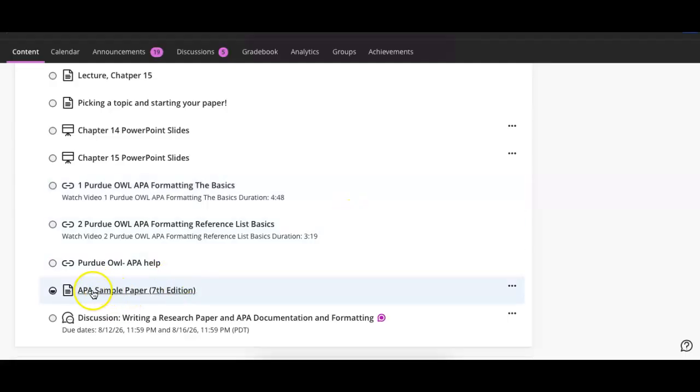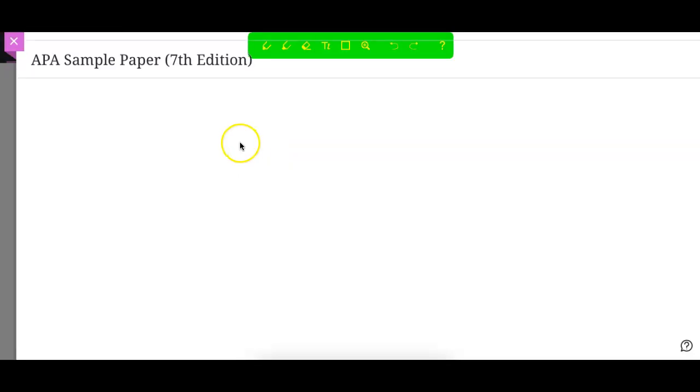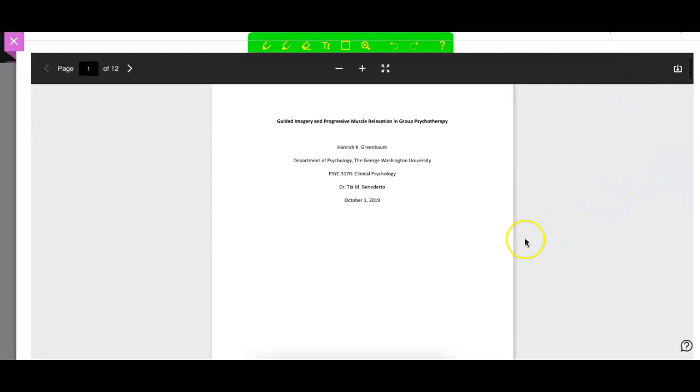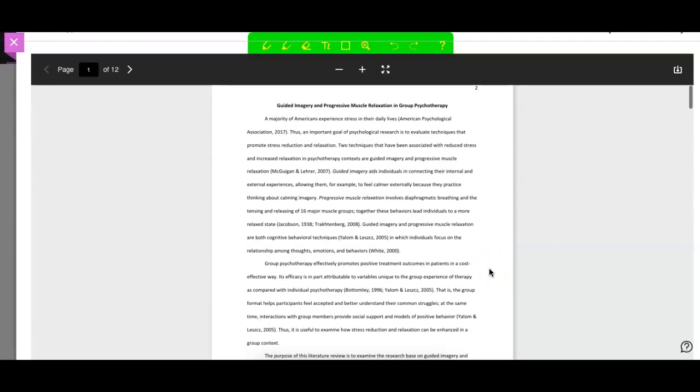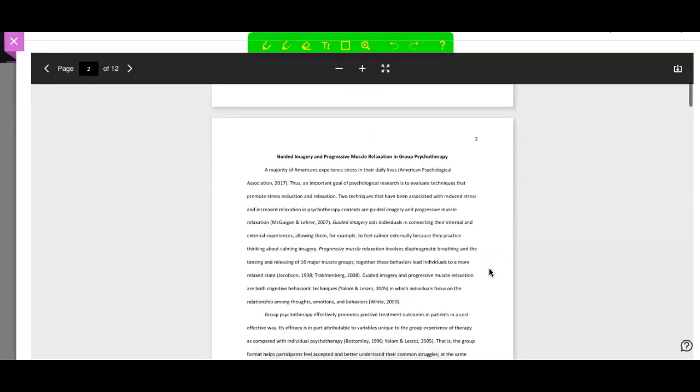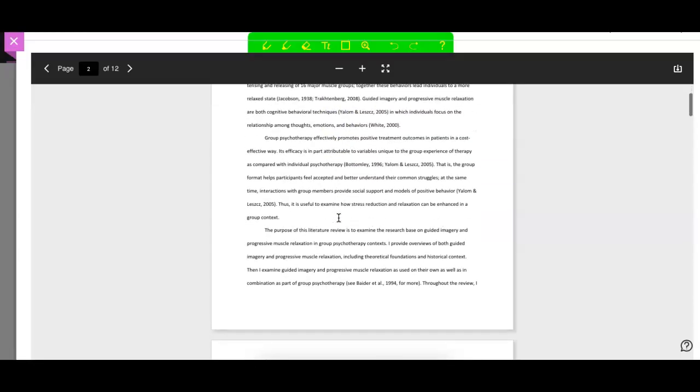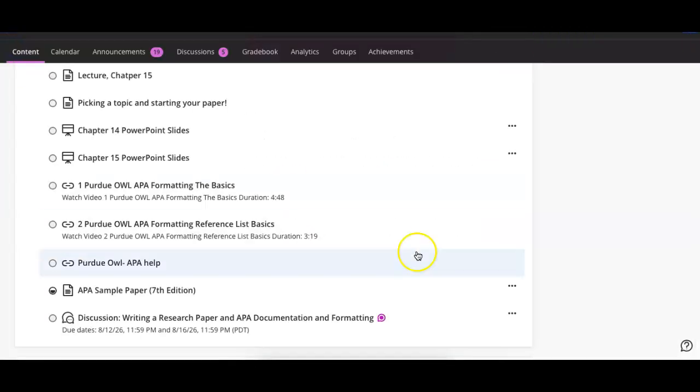But this is what your paper is supposed to look like, APA Style 7. An example is located here, so you'll be able to see, it has a cover page. We actually need an abstract in ours too. This doesn't have an abstract, but this is kind of how your APA paper will look, and I go over that more in the video.